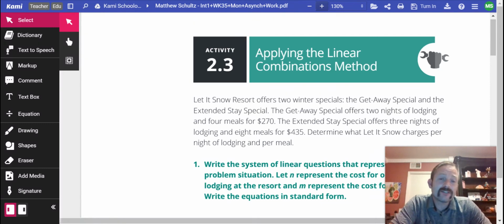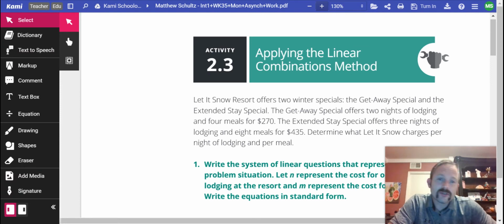We're going to be doing activity 2.3, applying the linear combinations method. So once again, what we have to do is read the problem and then figure out what are the variables and then what are the equations.